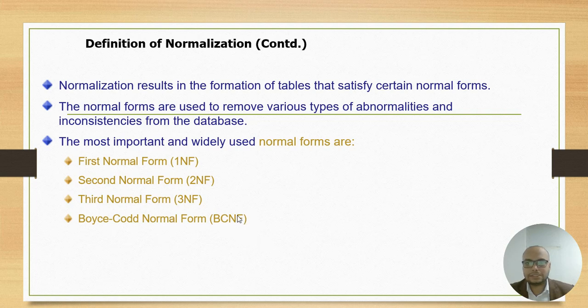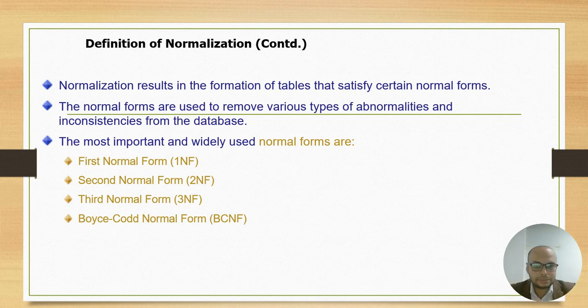Like last time I discussed about normalization, right? What do you mean by normalization? Why are we using normalization for a database? Normalization results in the formation of tables that satisfy certain normal forms. The normal forms are used to remove various types of abnormalities and inconsistency from the database.